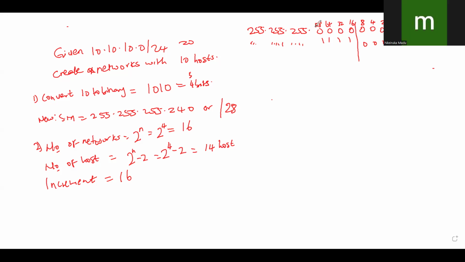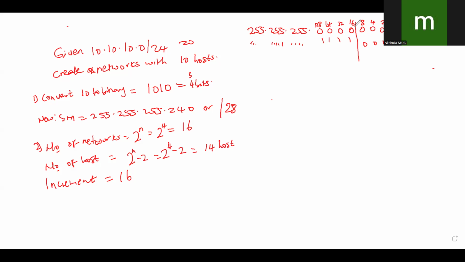If we were borrowing on the third octet, that means we need to be increasing on the third octet. If your borrowing ended in the second octet, you're going to be increasing on the second octet. But here, our borrowing ended in the final octet, so we are going to be incrementing the final octet by 16. So now we have all that we need to start listing our network.